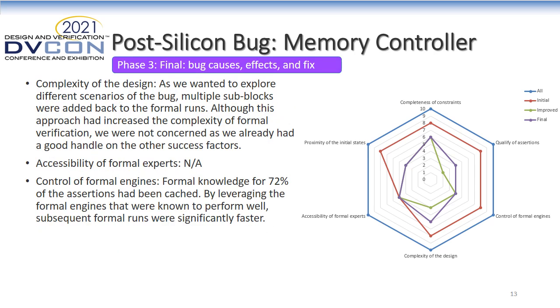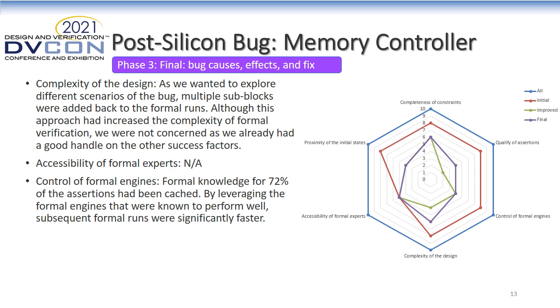So in phase 3, we want to understand the cause of the bug, the effect, and the potential fixes. Now, to explore the different scenarios of the bugs, we want to add a few subblocks back into the formal run. So although this will increase the complexity of the formal, we are not particularly concerned because we already have a very good handle on the other success factors, especially controlling the formal engines.